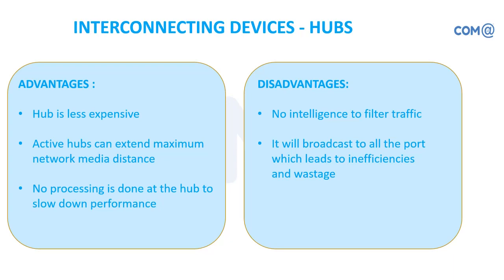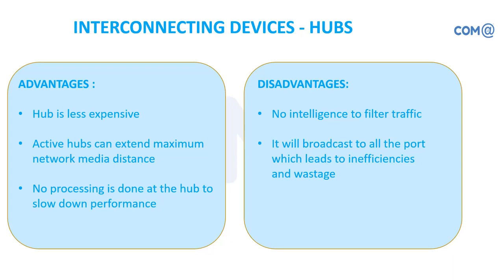Advantages: less expensive compared to the next level devices. It covers a distance of maximum 100 meters, not more than that. And on the hub side, no processing is done, it is doing only catch and dispatch, so it will be faster. Disadvantages: it doesn't have any intelligence to filter the traffic, no switching table, no MAC address filtering, all those things. It will broadcast to all the ports, which leads to inefficiency and wastage.